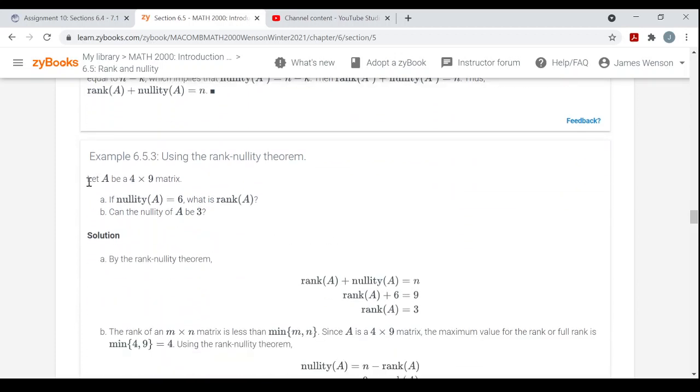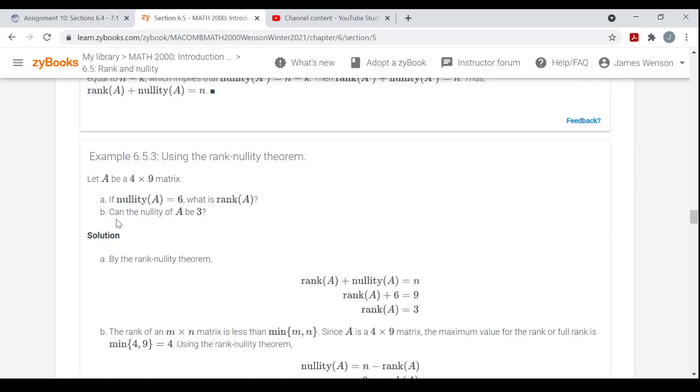So here, for example, suppose A is a 4 by 9 matrix. If the nullity of A is 6, so the dimension of the null space is 6, there's 6 free variables, what would be the rank of A? Well, it'd have to be 3, wouldn't it? It would have to be 3, because 6 plus 3 is 9, the number of columns. So you're seeing that here.